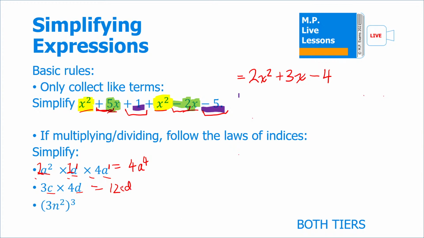And then lastly, if you've got something raised to another power, it applies to everything inside it. So it's 3 to the 3, that's the normal number included. And then you've got n squared to the power of 3. This gets you 27. And since you've got powers like this, you have to multiply them. So that's n to the 6.